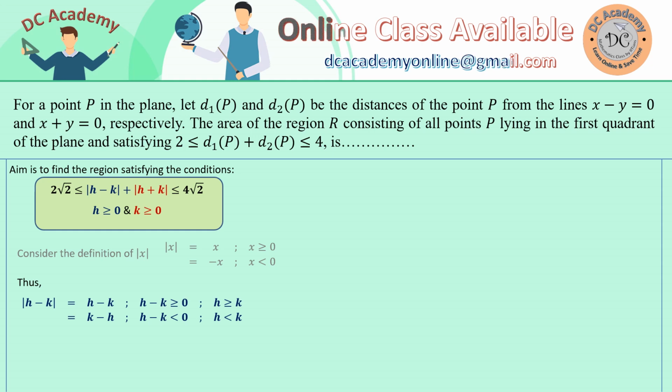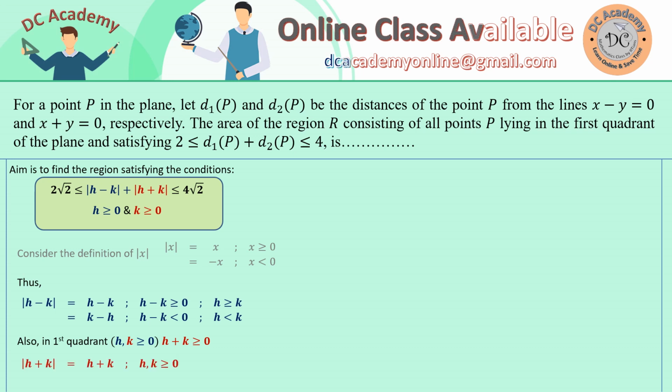And observe that h and k are both positive, so h plus k is always positive in the first quadrant, because we are looking at our solution in the first quadrant only. So therefore you can say that mod h plus k we will always use as h plus k. That's it. Now let's go ahead and simplify that.